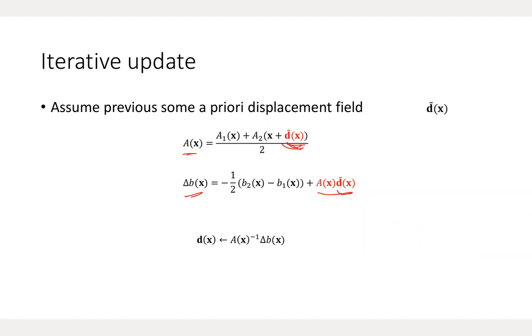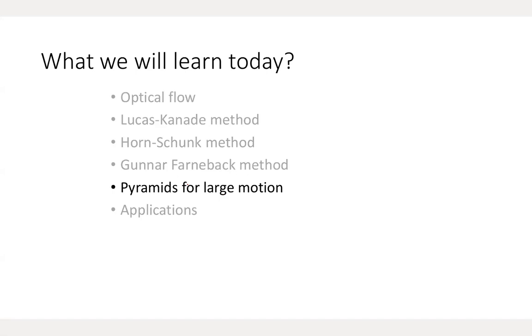We know there's a displacement for D as well, right? And then we can update for the D here, and then we can iterate back and forth like this. And that's actually like the Horn-Schunck. Oh no, that's the Gunnar Farneback.